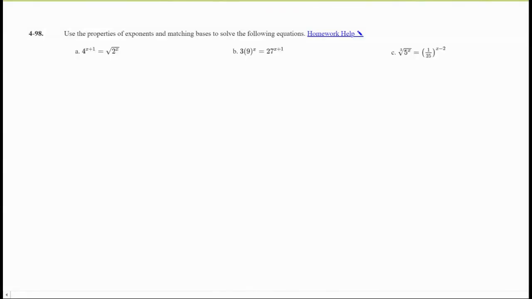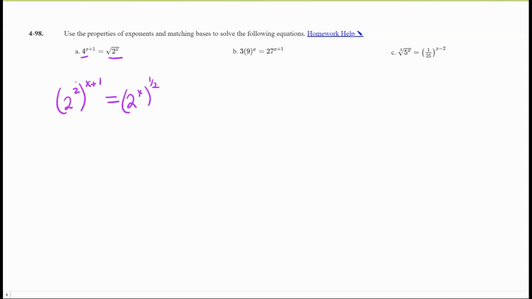Use the properties of exponents and matching bases to solve the following equations. So for this one here, a couple things I'm going to do to this. I am going to change 4 into 2 squared because I want to have a common base here, and I'm going to change the square root of 2 to the power of x into 2 to the power of x to the power of 1/2, because I know square root is the same thing as the exponent of 1/2.